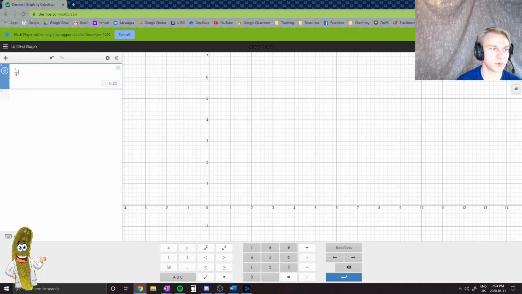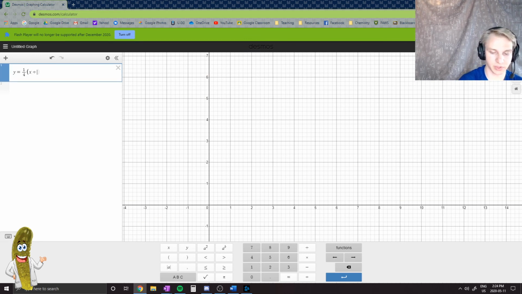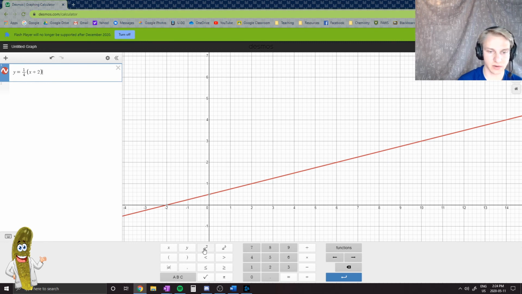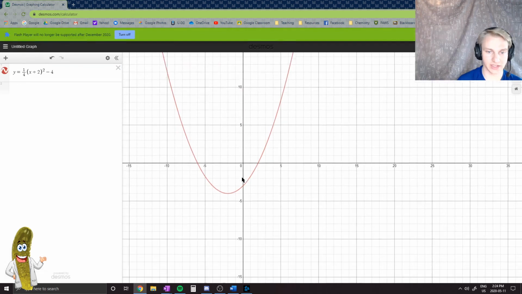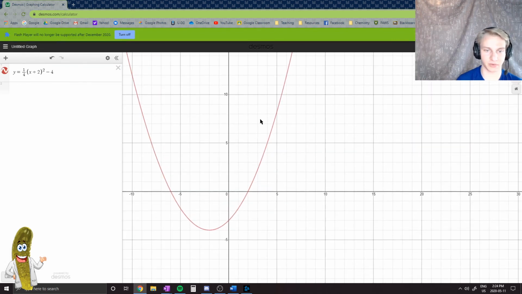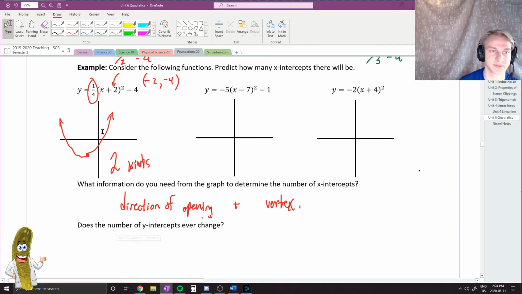So I have y is equal to 1/4 (x plus 2) squared minus 4. And as you can see, that looks roughly like the graph that I had drawn on my OneNote. I predicted what direction it was opening. I figured out what the vertex was. And from that, I could say, yeah, this is going to have 2 x-intercepts.